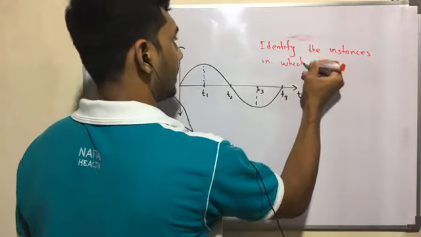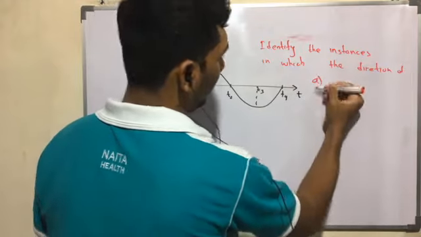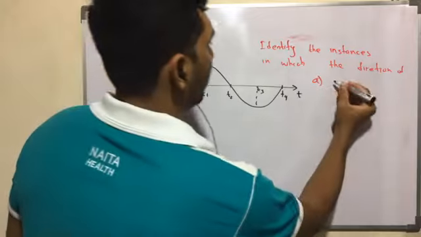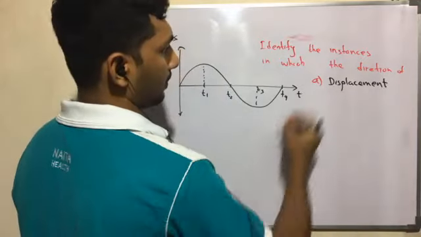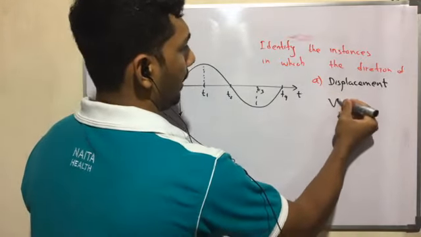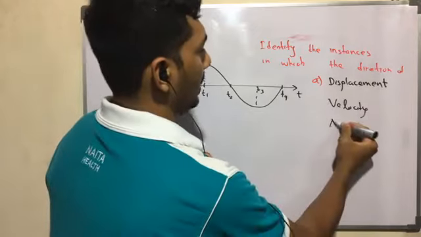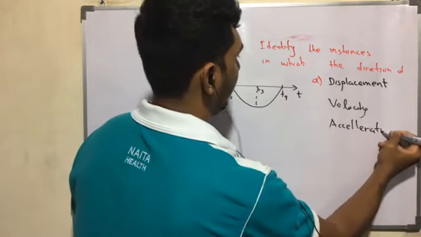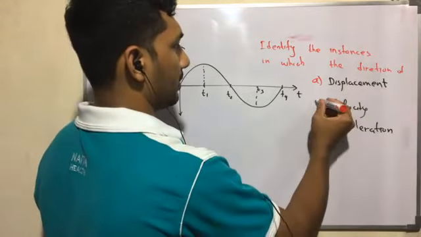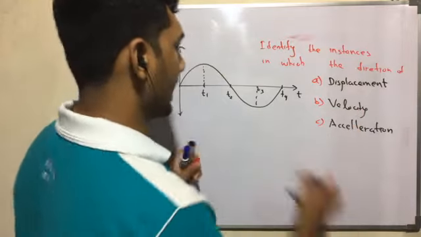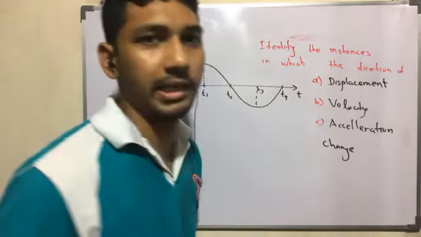in which the direction of A, displacement, B, velocity, all are vectors, so they will have a direction, C, acceleration. So you have to identify the instances where the directions of displacement, velocity, and acceleration change. Okay, I will give you 1 minute. Identify very quickly.